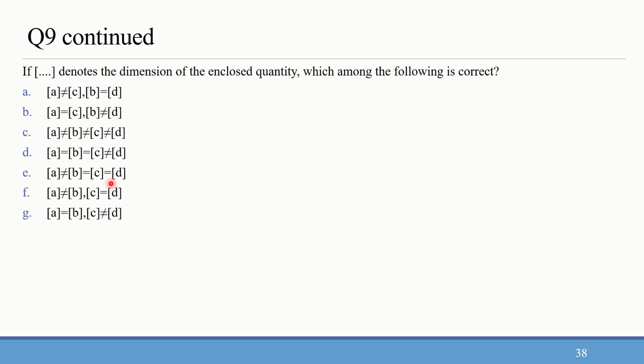Option G, it is A equal to B, C not equal to D. H is A equal to B equal to C equal to D. And the answer is option A, that is A not equal to C, B equal to D. So yeah, we'll see how that is.